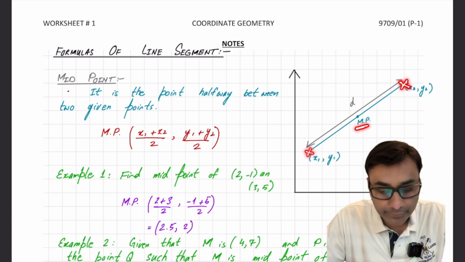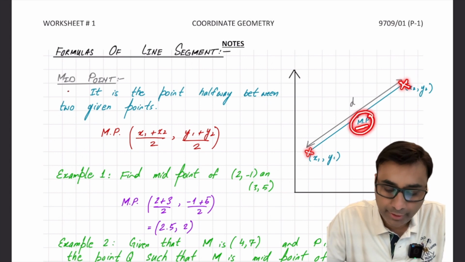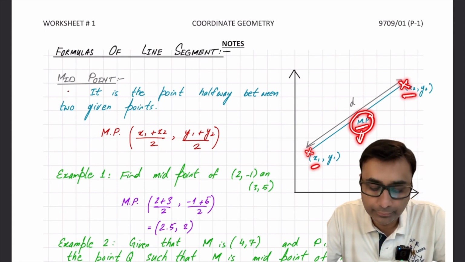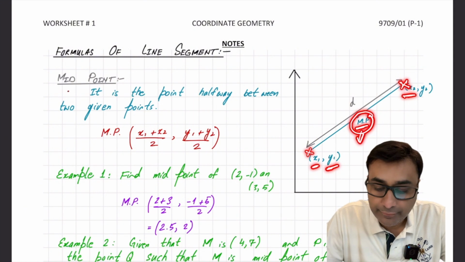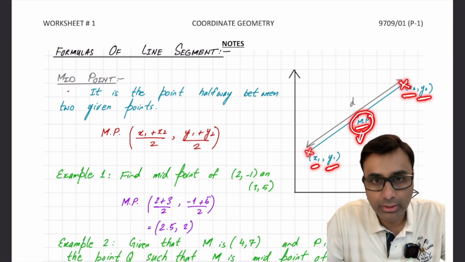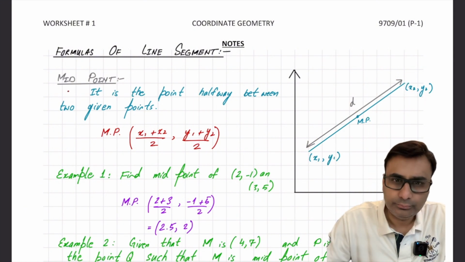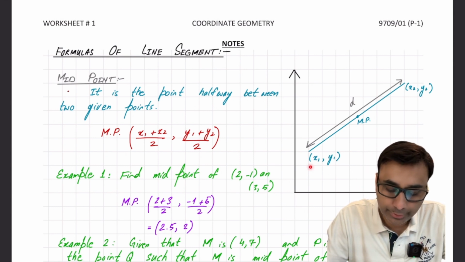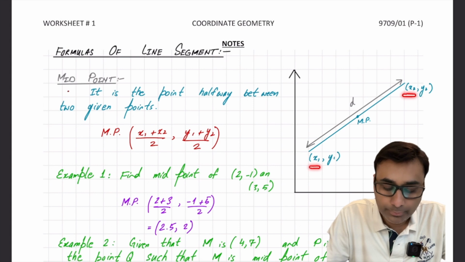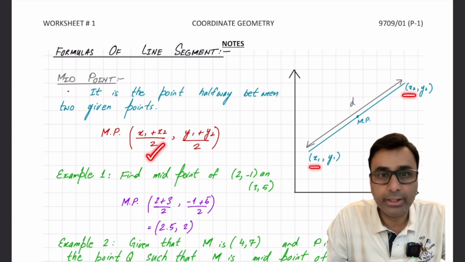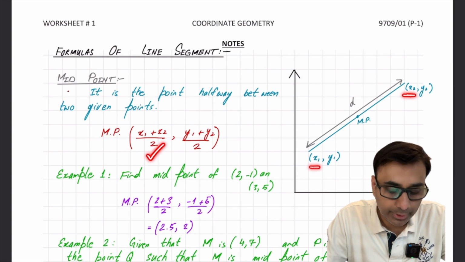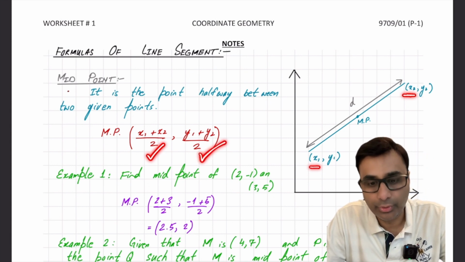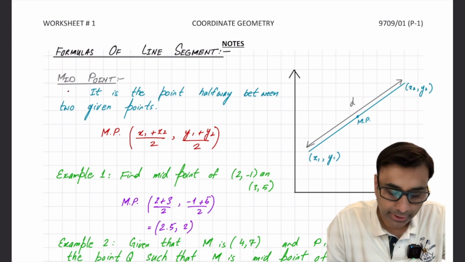So quite obviously that particular point will have an x value which is the average of these two exterior x values, and a y value which will be the average of the two exterior y values as well. So the formula is quite obvious: you will find the midpoint by using x1 plus x2 upon 2, that will get you the x coordinate of the midpoint, and y1 plus y2 upon 2, that will get you the y coordinate of the midpoint. And that's basically how you find the midpoint.